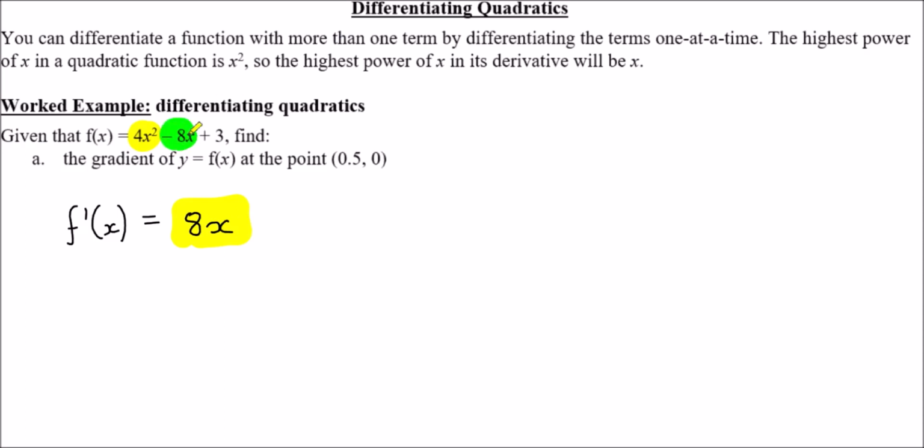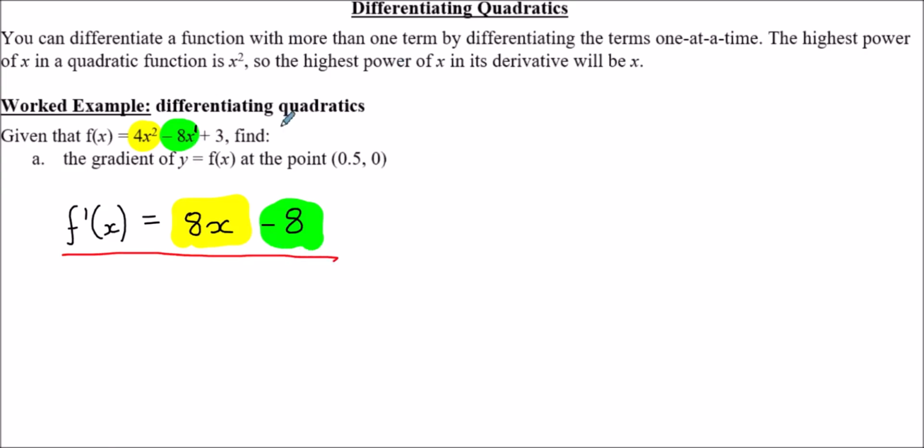The next term, we had minus 8x. And so that's x to the power 1, of course. So bring the 1 to the front, multiply it by the coefficient. 8 times 1 is just going to be 8. And then we're going to have x to the power 0, which is just 1. 8 times 1 just gives us 8. And so the second term in the original quadratic differentiates to minus 8. And as we said before, when we differentiate a constant, we just get 0. 3 is a constant, so when we differentiate this part of the quadratic, it's going to vanish altogether. And so the gradient function is just going to be 8x minus 8.